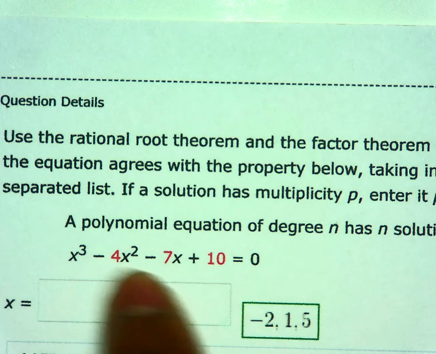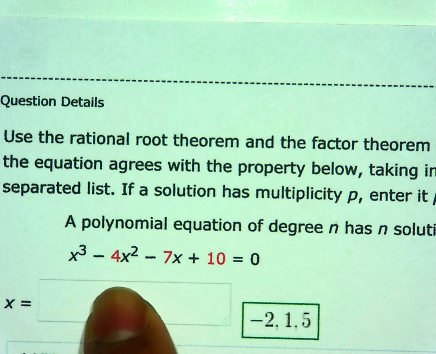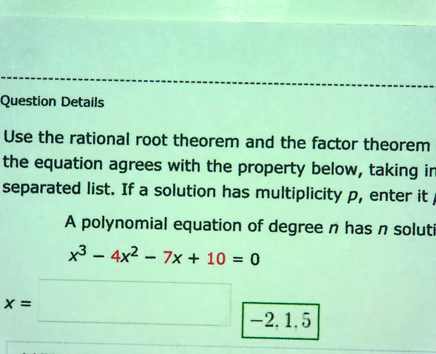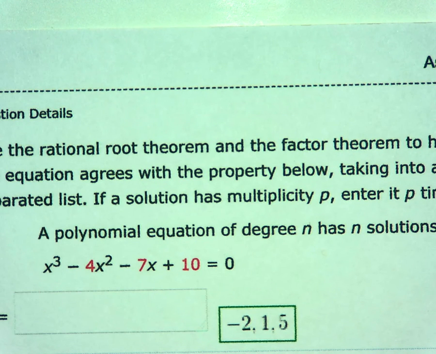So here's your actual equation right there. You got x cubed minus 4x squared minus 7x plus 10. What they want you to do is use the rational root theorem and the factor theorem to help solve that. Well, the easiest way to do that, again, is going to be synthetic division.